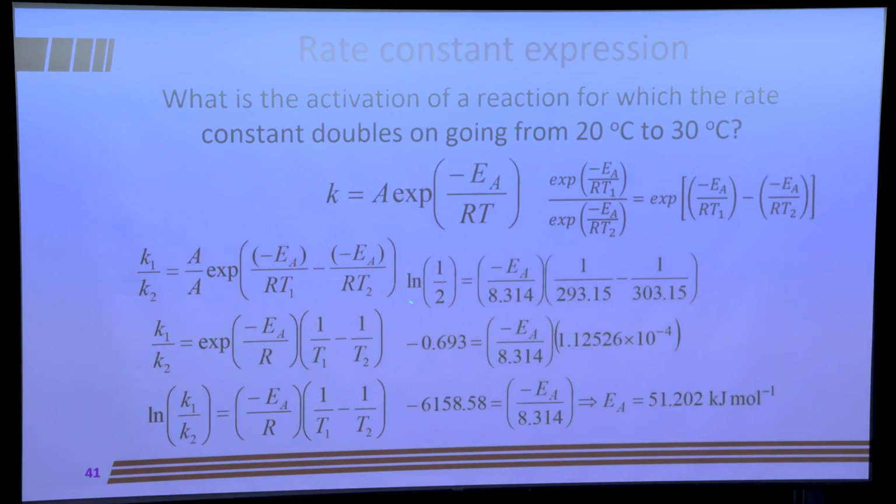If we go here, we just plug it in then. So it doubles at T2. So log of a half is minus Ea over 8.314 times 1 over 293.15 minus 1 over 303.15, okay? When we solve that, the activation energy is 51.2 kilojoules per mole. So there actually is just one activation energy for which a rate constant will double for a 10 K rise in temperature. And that activation energy is 51.2.